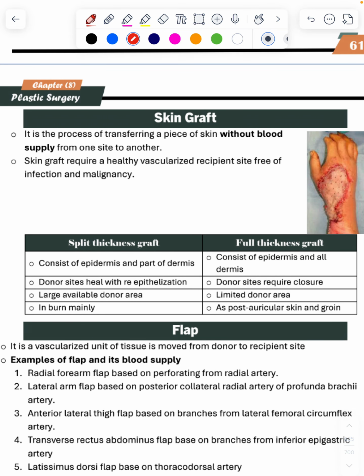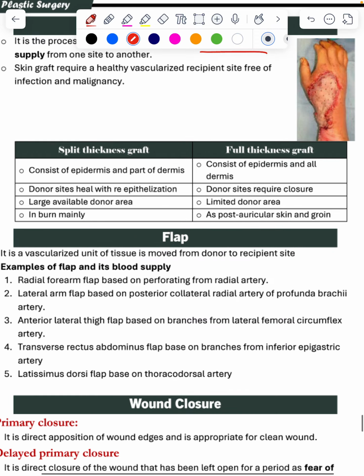It is a process of transferring a piece of skin without blood supply from one side to another. Totally, skin graft needs healthy vascular tissue. Split thickness and full thickness. Split thickness is having epidermis and part of dermis. Full thickness has epidermis and all of dermis. Donor site heals with reepithelialization. Full thickness requires donor site closure. Split thickness is for large areas; full thickness for limited donor area. In burns mainly split thickness. Full thickness donor sites: posterior auricular, nasal, anywhere post auricular skin, and groin.